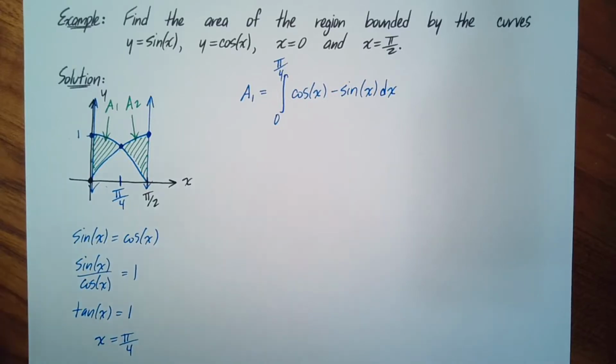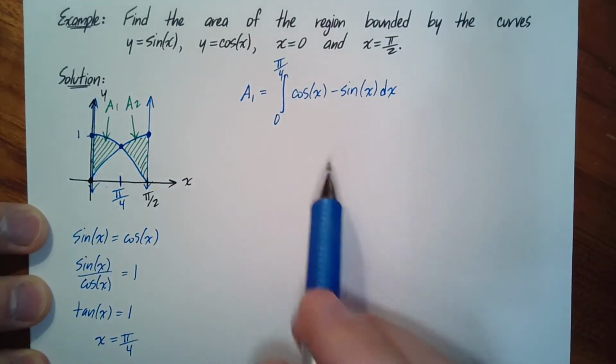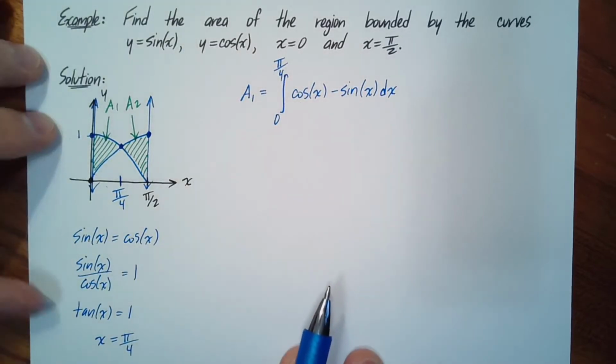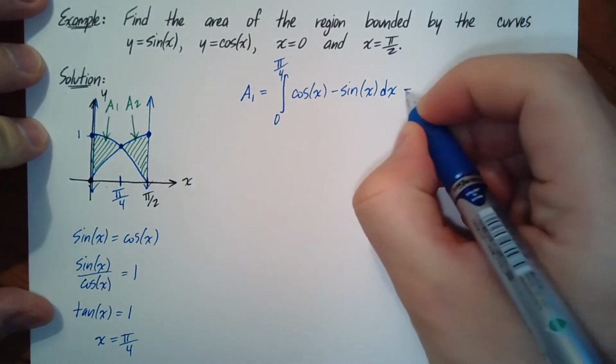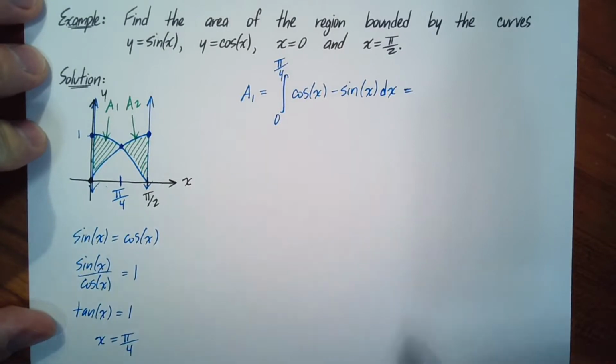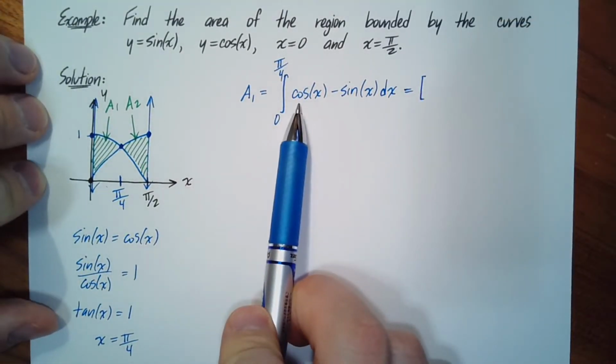So what do we get if we calculate this? Well, again, we need to get an antiderivative for cosine of x minus sine of x. That'll be our first job, and then we can plug in our endpoints and subtract afterwards. So let's start with an antiderivative. An antiderivative for cosine of x will just be sine of x.